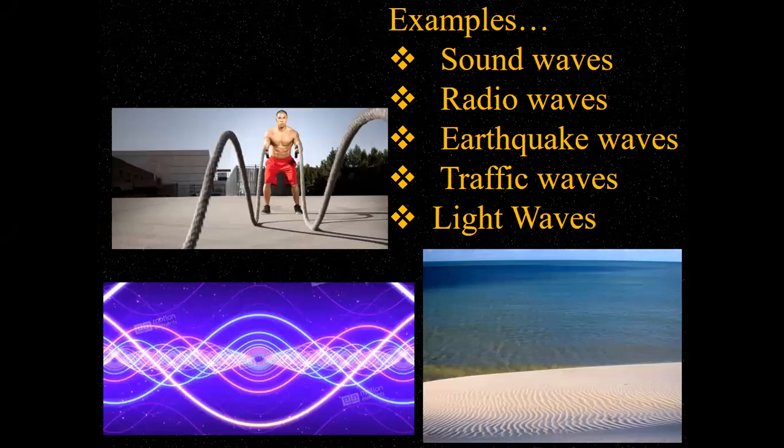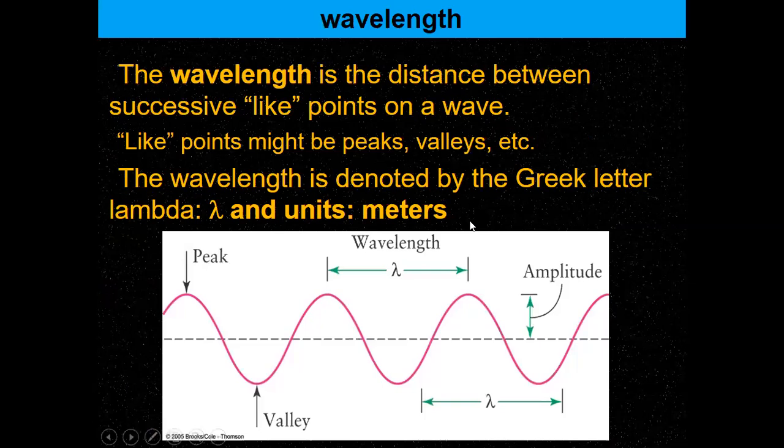So you know what waves are, right? All of these are examples of waves. You may have seen waves on a rope, and when you are at the beach, you might have seen water waves, and there are also waves on the sand. Examples of waves are sound waves, radio waves, earthquake waves, traffic waves, light waves. So light also behaves as a wave. All right, so let's understand the qualities of waves.